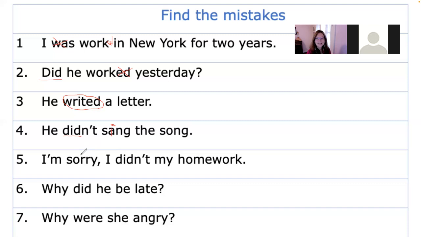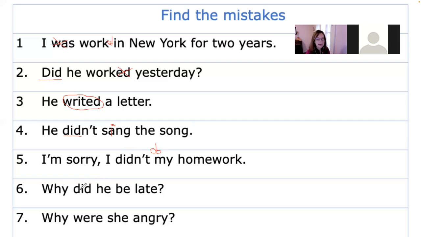Another one they might do, especially with the word do, they'll say, I didn't my homework. Often they'll say, I didn't make my homework, but sometimes they'll just leave out the verb altogether and they'll say, I didn't my homework. And you have to tell them, nope, we still need to put that verb in there. It's going to be, I didn't do my homework. So the first verb is in the past tense. The second verb is going to be in the base form.